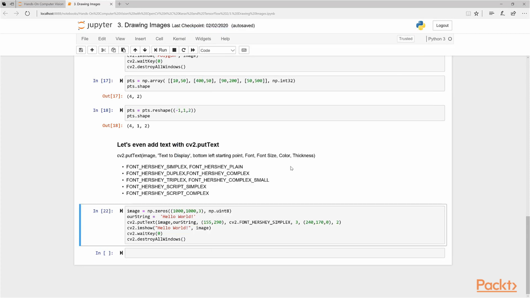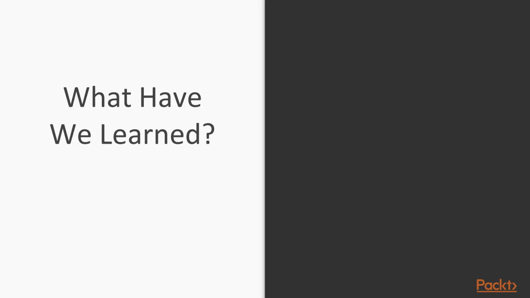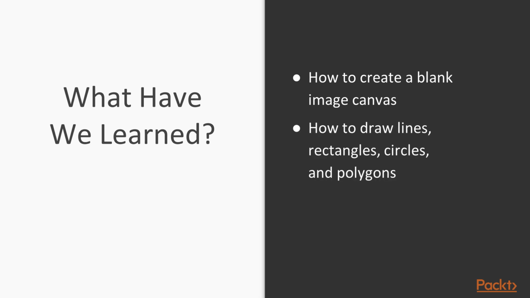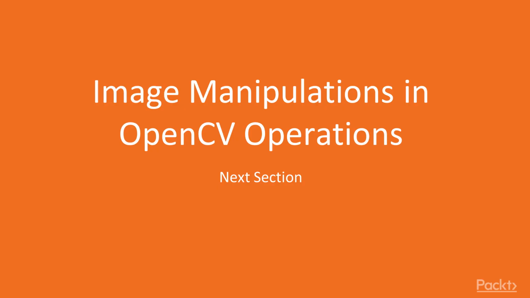So that concludes this very important lesson on how to draw different shapes and how to put text on images. So in conclusion, what we've learned is how to create a blank image canvas using the grayscale colorscape and a full colorscape as well. We've learned how to draw lines, rectangles, circles, and polygons, and we've learned how to overlay text onto an image. And now we move on to section 2, which is image manipulations and operations in OpenCV.